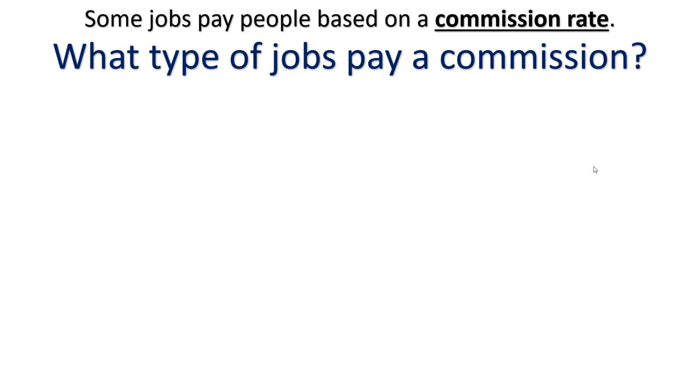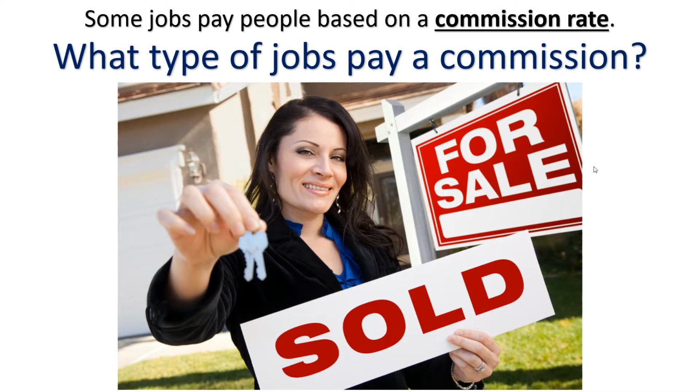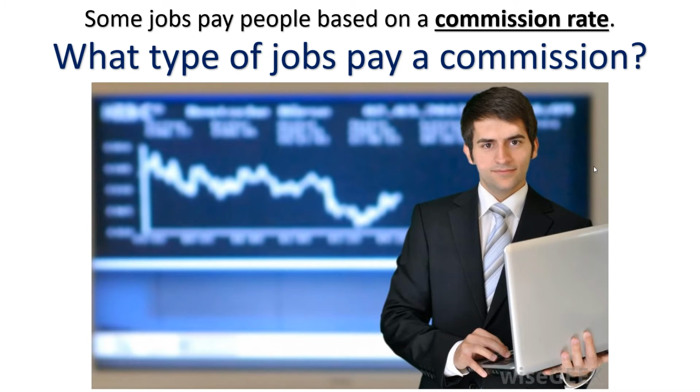Okay, the bottom part of the notes is about commission rate. So we need to, first of all, talk about what a commission is. So there's all types of jobs that are paid a commission. Teachers, definitely not. Doctors, definitely not. But jobs that do have a commission rate are ones where they're going to earn money based on how much they sell. So here's like a picture of a used car salesman, or any type of car salesman will get a commission. Realtors, people that sell homes, they make a commission.